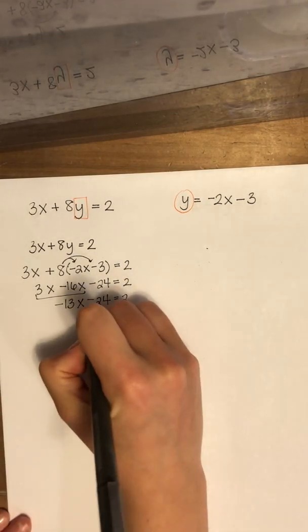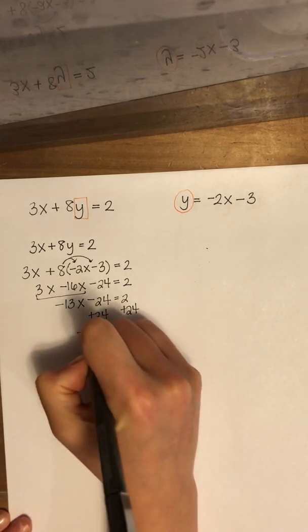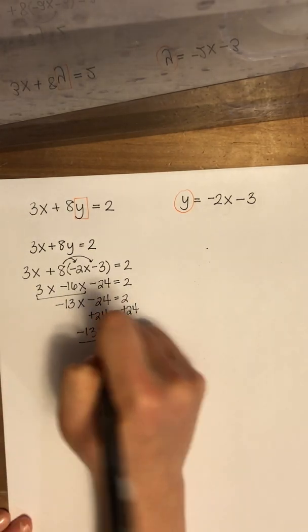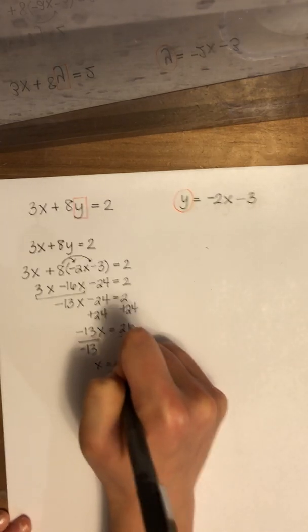Now I'm going to add 24 on both sides. So I have negative 13x equals 26. And I'm going to divide both sides by negative 13. So I get x equals negative 2.